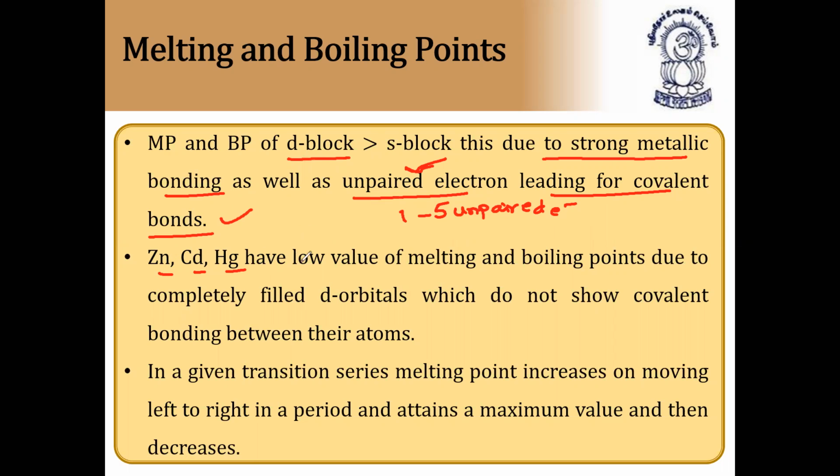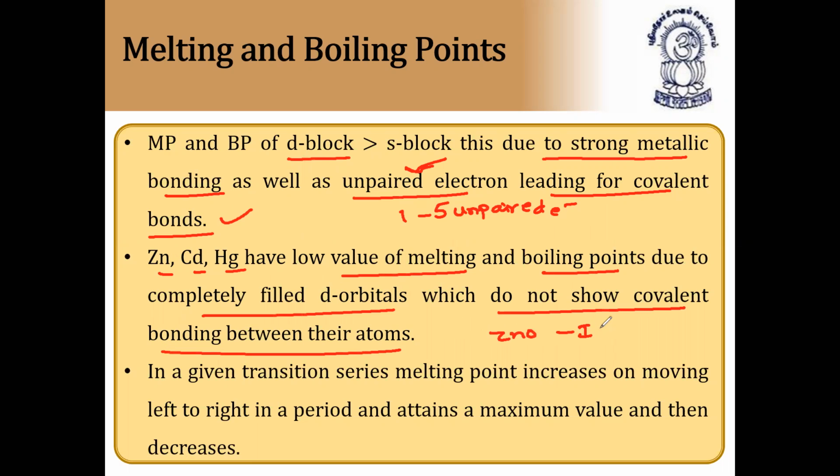Zinc, cadmium, and mercury have low boiling points and melting points due to completely filled d orbitals, which do not show covalent bonding between their atoms. That's why the compounds of zinc, like zinc oxide and zinc chloride, are ionic. The compounds of zinc, cadmium, and mercury are predominantly ionic, and they have low melting points and boiling points because of completely filled d orbitals.